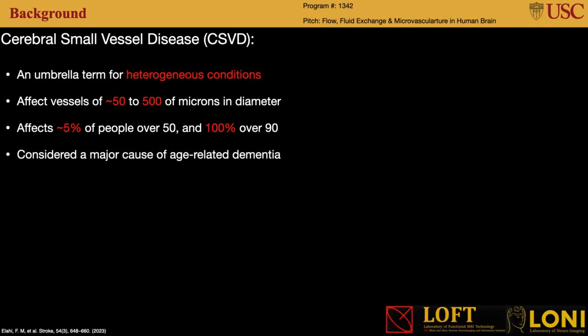Cerebral small vessel disease is an umbrella term for complex conditions affecting blood vessels, especially small vessels of around 50 to 500 microns in diameter. It affects around 5% of people over 50 years of age and drastically increases to 100% of people over 90.